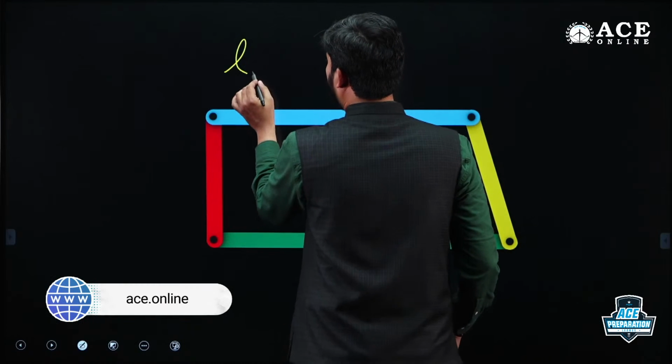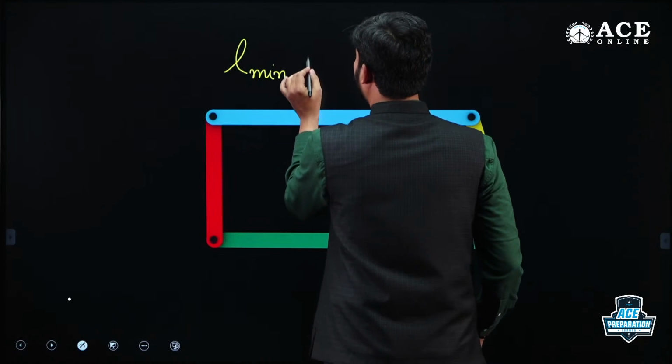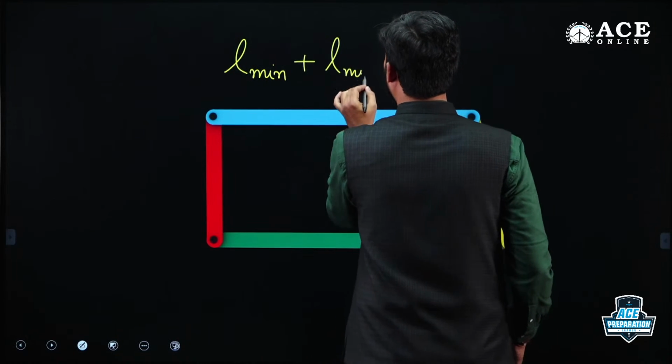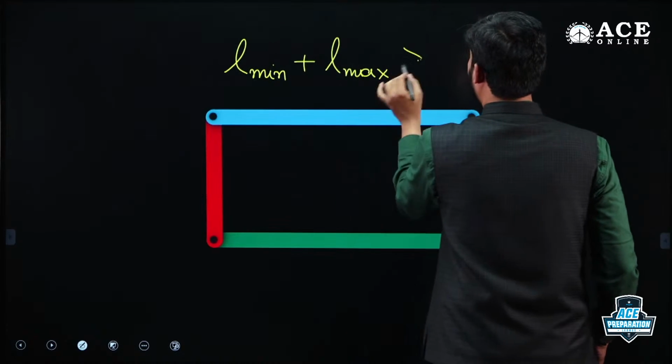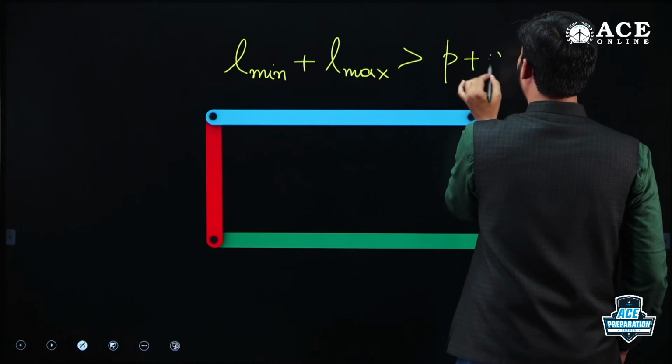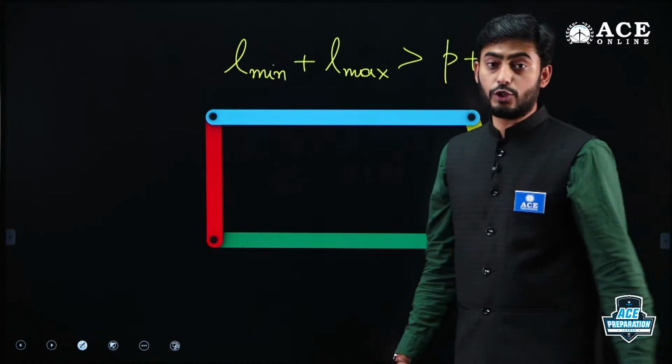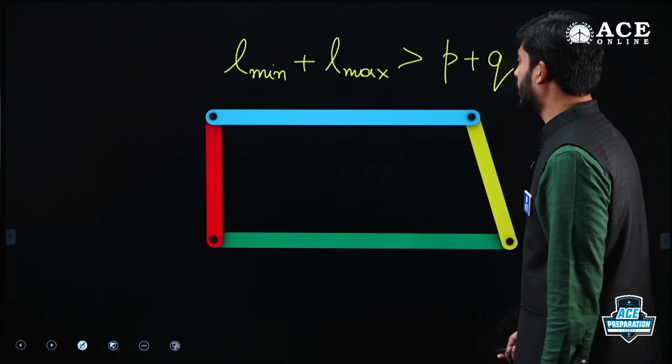For a non-Grashof linkage, the law will be L minimum plus L maximum is greater than P plus Q. Okay, this is a non-Grashof linkage, right?